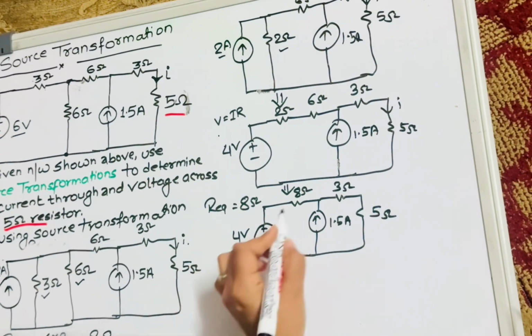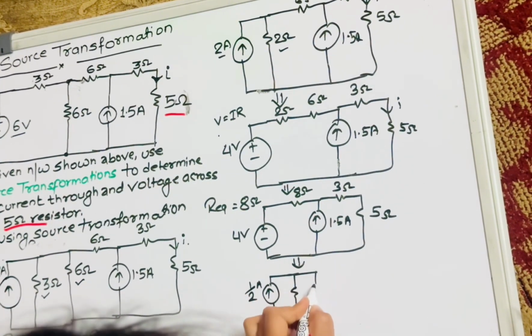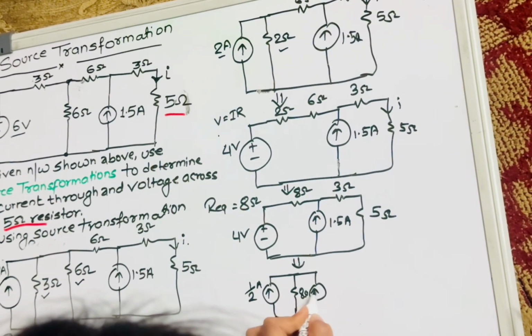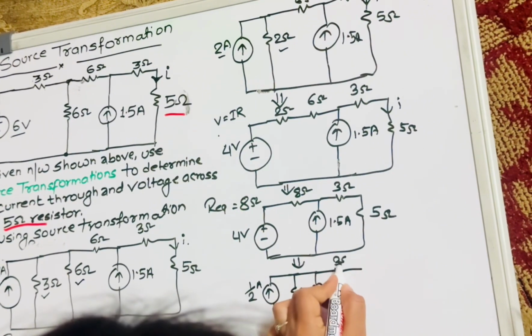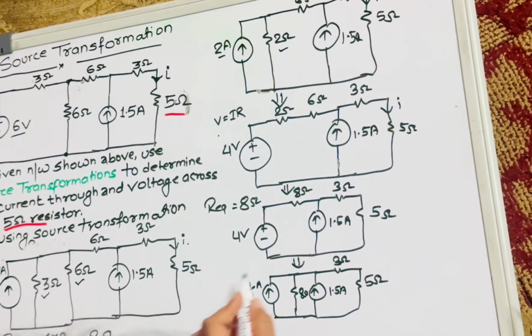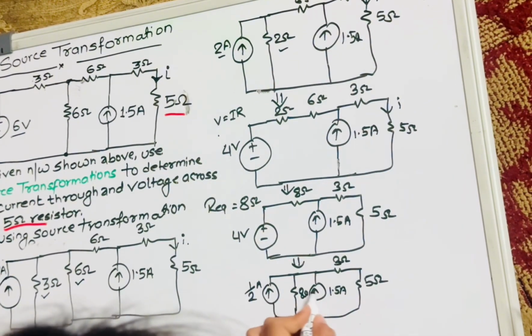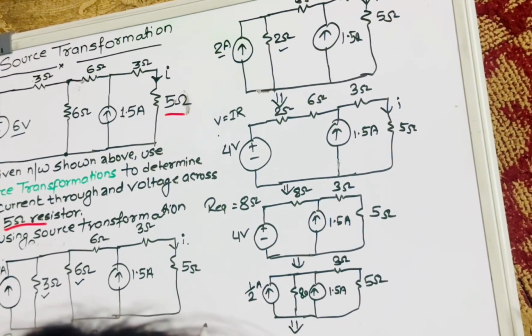In order to change, V by R means 4 by 2, which means 1 by 2 ampere, and then you will make this 8 ohm in parallel, and this will be 8 ohm, this one will be 1.5 ampere, and this one will be 3 ohm, this one will be 5 ohm. Once this is done, you can see that these two are in same direction, so we can add them, and our next circuit will be, let me draw this circuit over here.